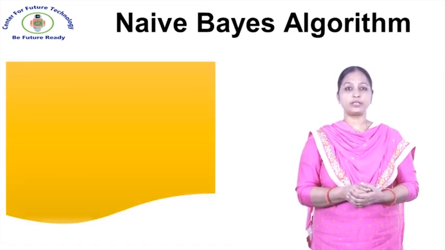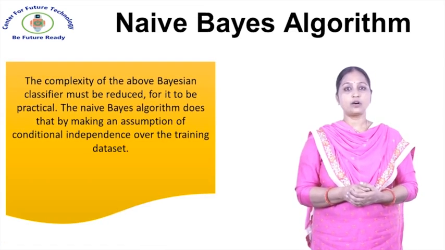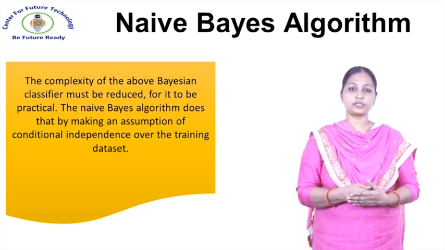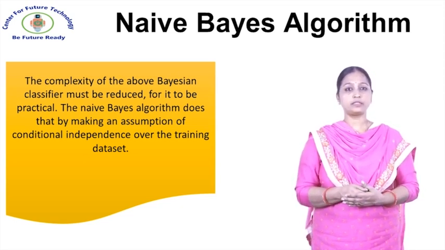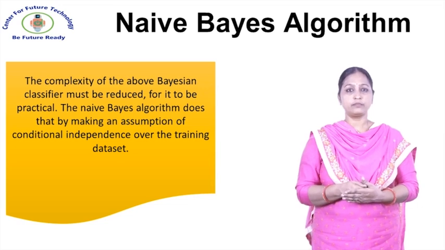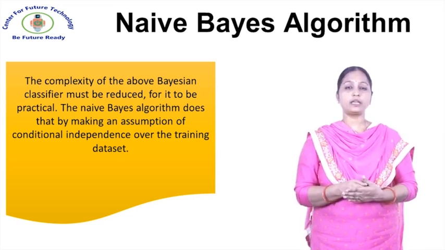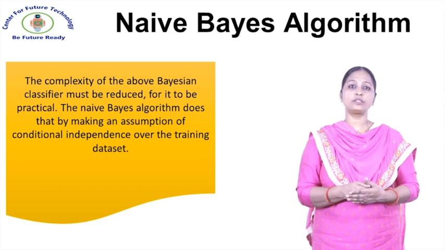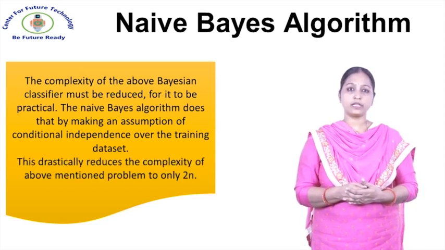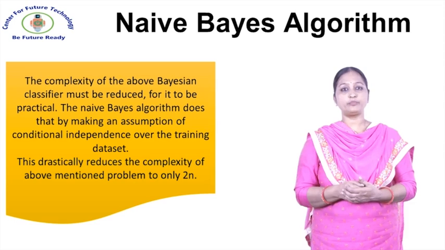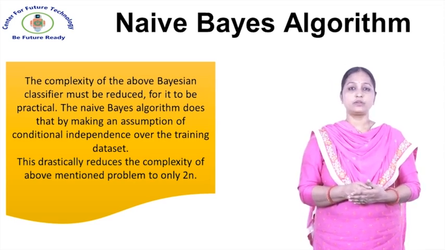Naive Bayes algorithm. The complexity of the above Bayesian classifier must be reduced for it to be practical. The naive Bayes algorithm does that by making an assumption of conditional independence over the training dataset. This drastically reduces the complexity of the above-mentioned problem to only 2n.